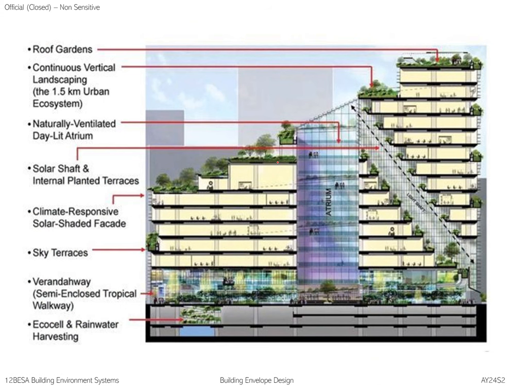Okay, so this is kind of like a gigantic shop house. I see it as a gigantic shop house. Let's just run through the components first. You have roof gardens, you have continuous vertical landscaping, you have a naturally ventilated day-lit atrium. You have the solar shaft and internal planted terraces. There's a climatic responsive solar shaded facade, which we were talking about just now, purely functional. Sky terraces, and the concept of a veranda way, a semi-enclosed tropical walkway.